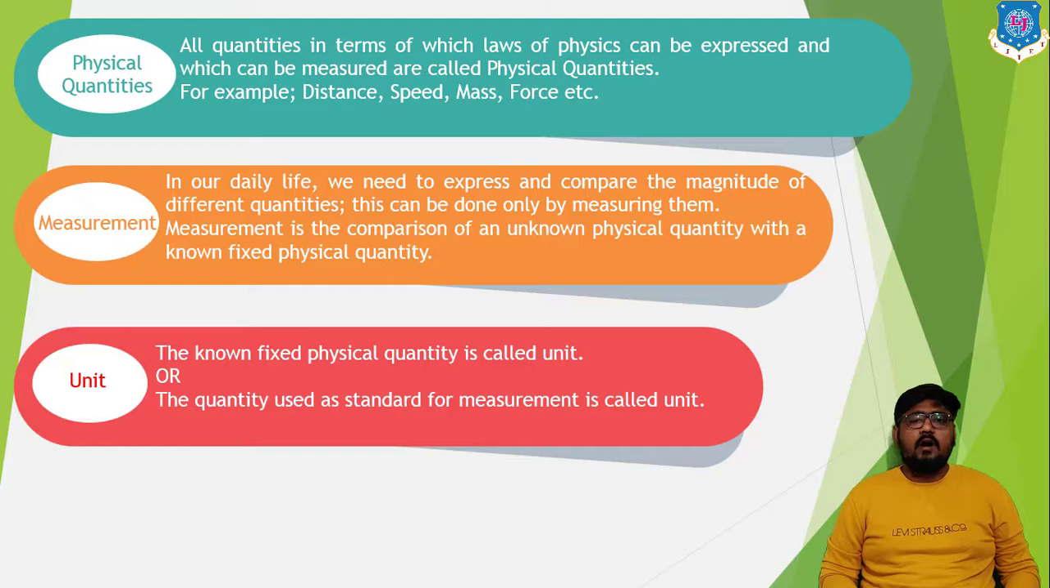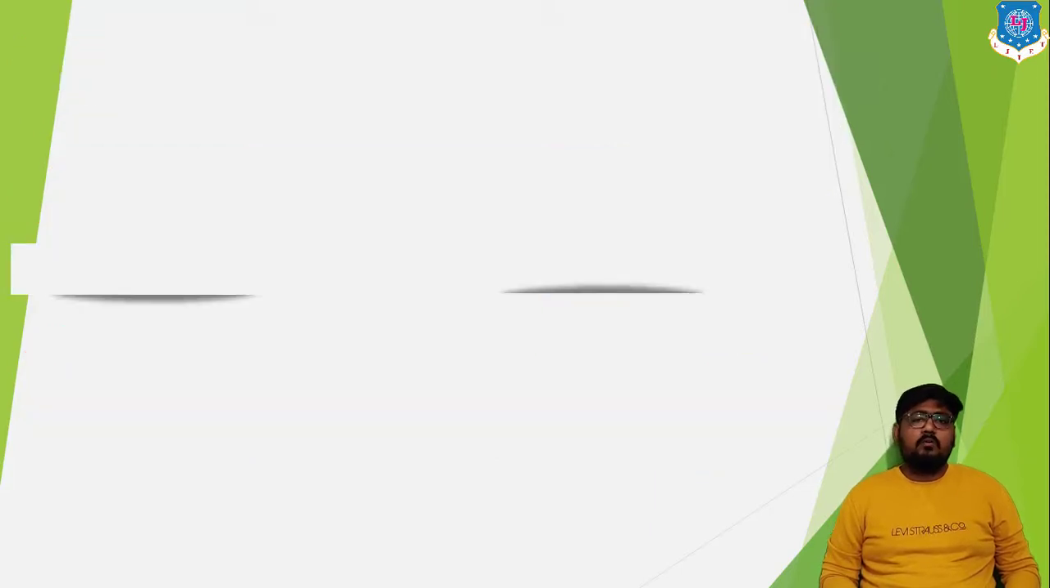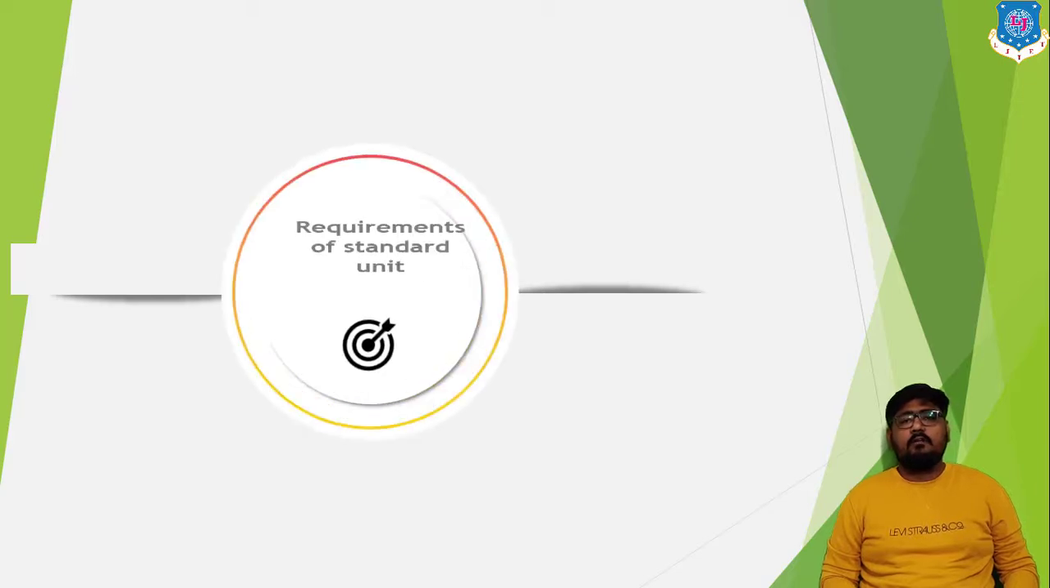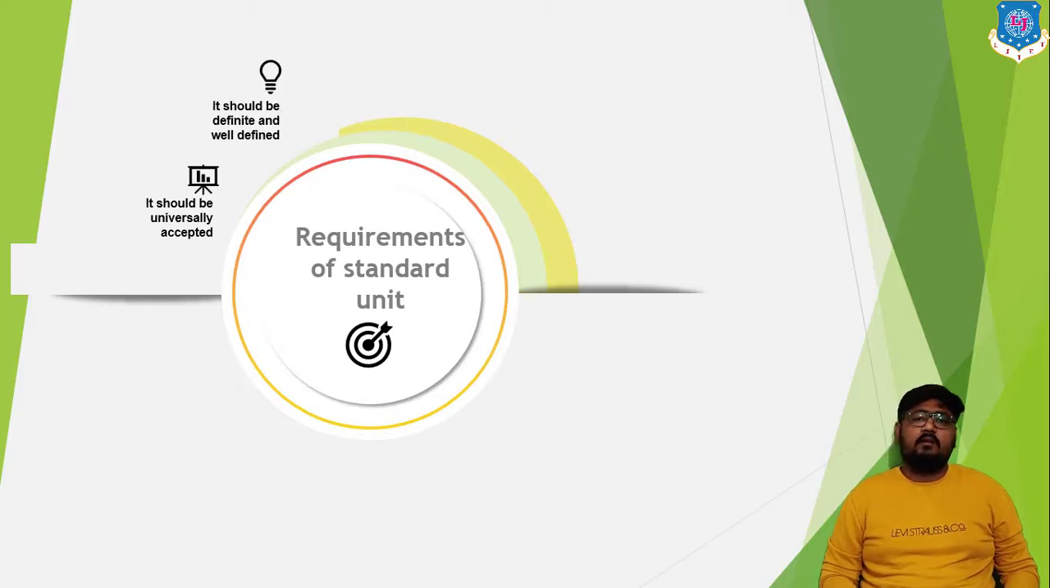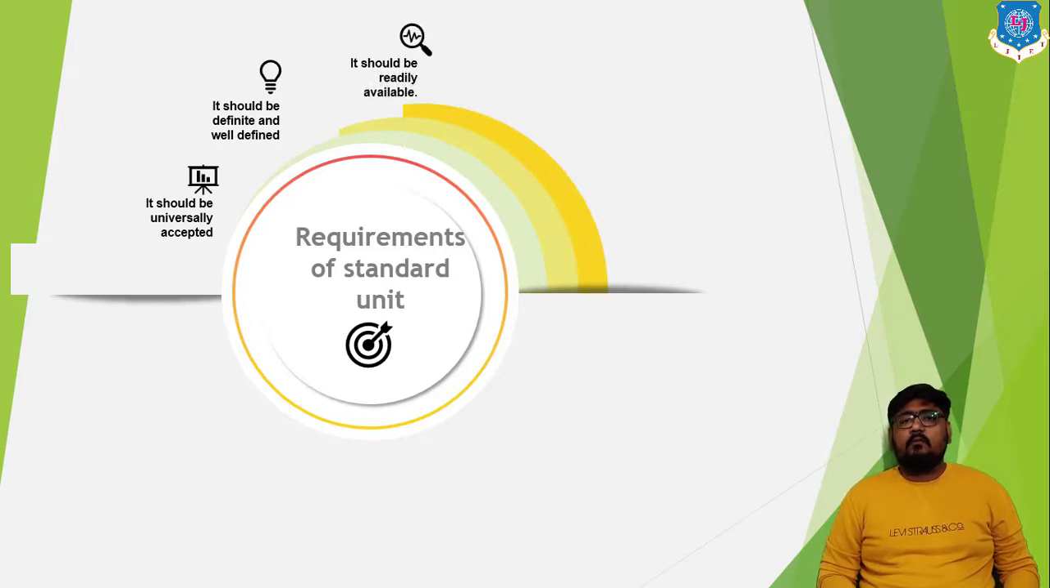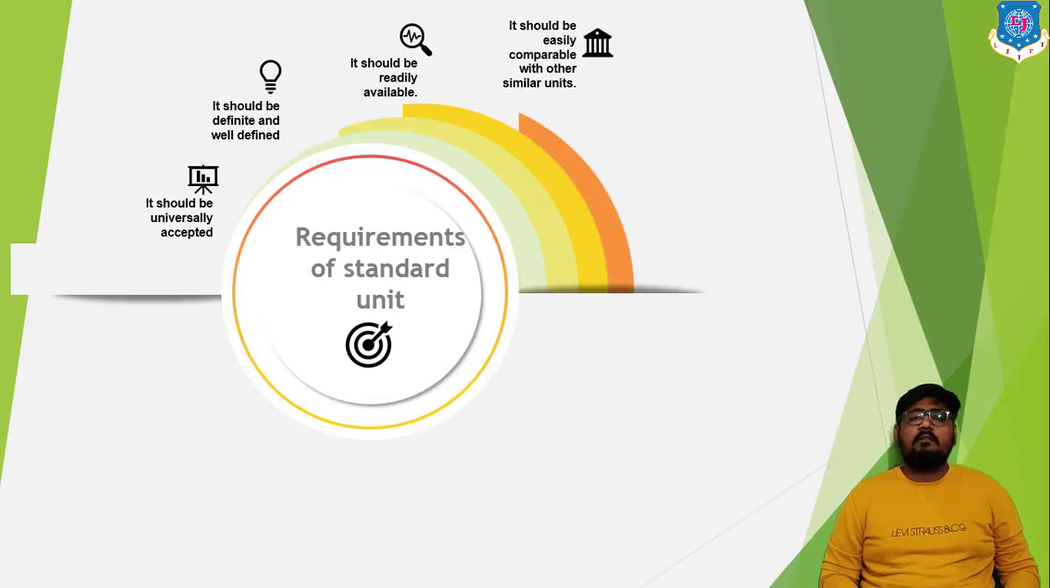Now let us understand how a unit should be, meaning what are the requirements of a standard unit. There are basically 7 parameters which are required for a standard unit. The first one is it should be universally accepted, meaning it should be accepted in India, in America or throughout the world. Second, it should be definite and well defined. The third one is it should be readily available as and when required. The fourth one is it should be easily compared with other similar units.